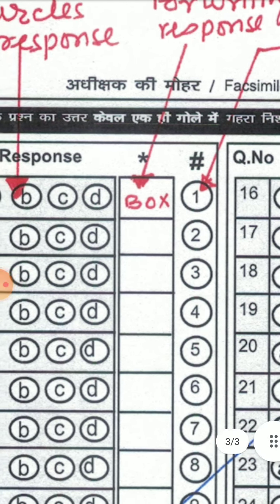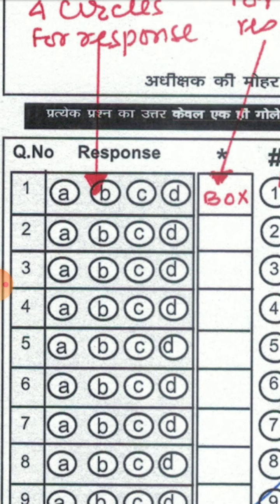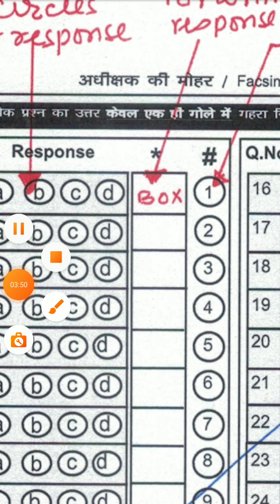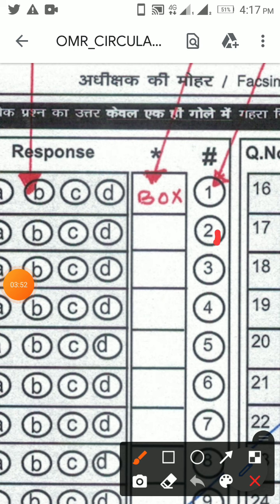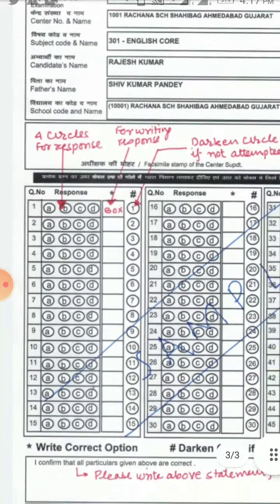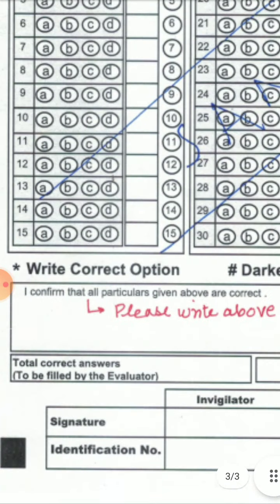For example, second question, I have not attempted it. I don't know the answer, so I didn't answer, I didn't write anything in the box. So what I have to do is circle this, so that this question is marked as not attempted by me. So this is the way you have to attend the OMR sheet.